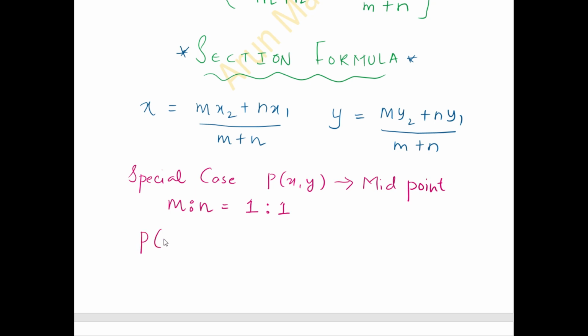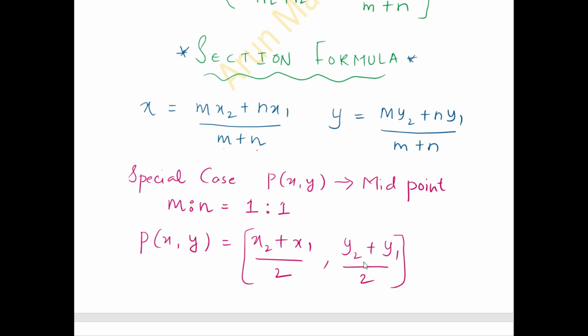Now the coordinates of point P of x comma y is written as what? x2 plus x1 divided by 2. That is, substitute m and n as 1: 1 into x2, 1 into x1, 1 plus 1 is 2. In the same way, 1 y2 is y2 plus 1 y1 is y1 divided by 1 plus 1 is 2. This is the special case when P of x comma y is the midpoint. This is called as midpoint formula.